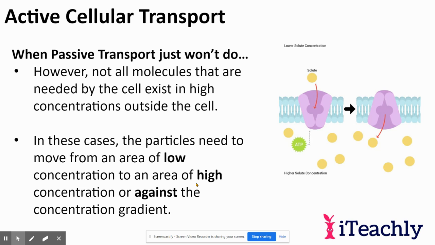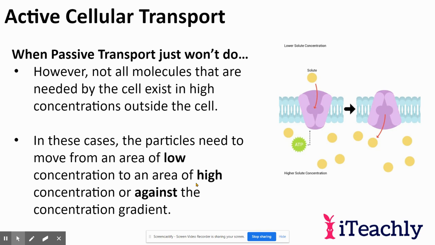Okay, so however, not all molecules that are needed by the cell exist in high concentrations outside the cell. In these cases, the particles need to move from an area of low concentration to an area of high concentration, or against the concentration gradient.